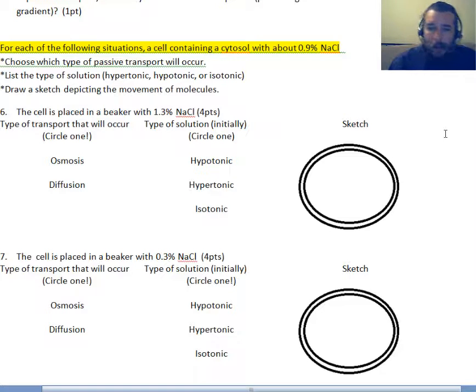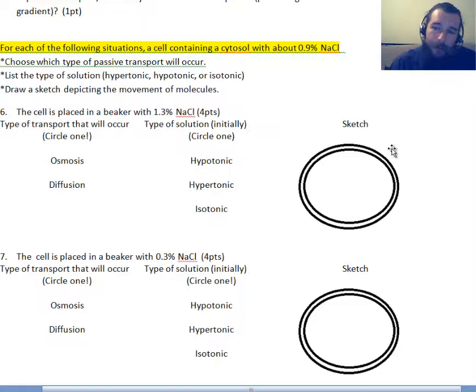Then you're going to draw an arrow which way the molecule is going to go. High concentration outside, lower concentration inside, so the salt will not move into the cell. Water, it's osmosis, water will move out of the cell to dilute the solution outside. Hypertonic solution pulls the water out. And that's how you're going to do those.